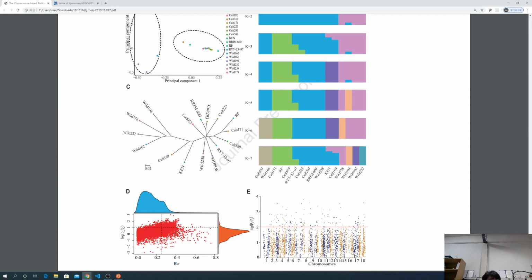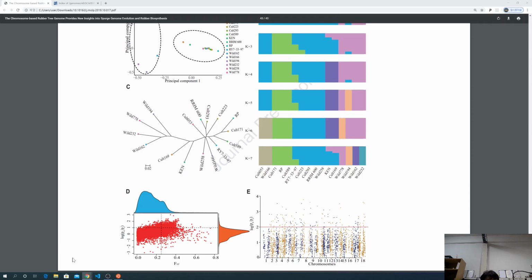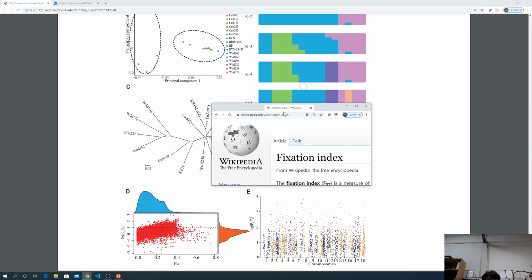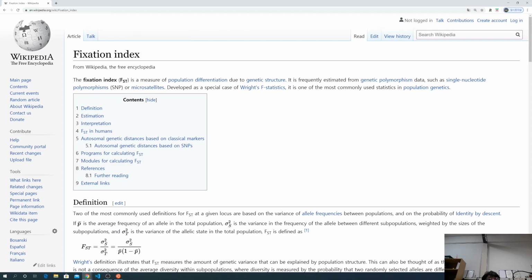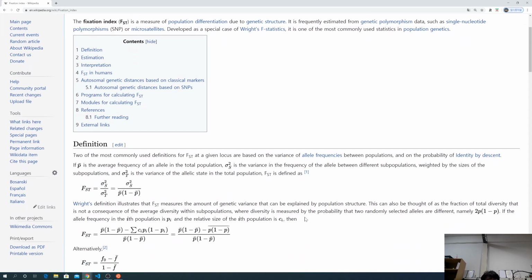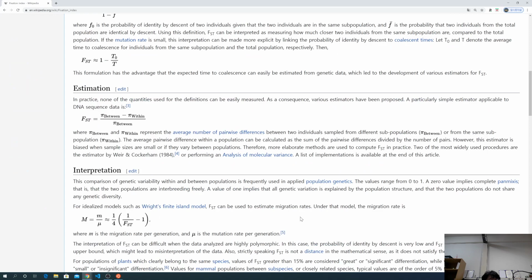Okay, let's see what this is. FST is some kind of domestication related measure. FST, wiki. Fixation index. So this is a kind of population genetics. So what is the interpretation of this FST?